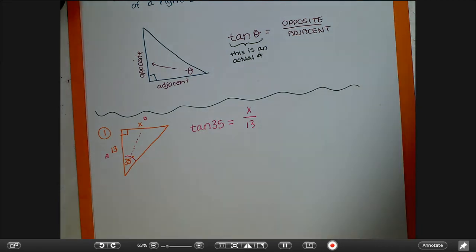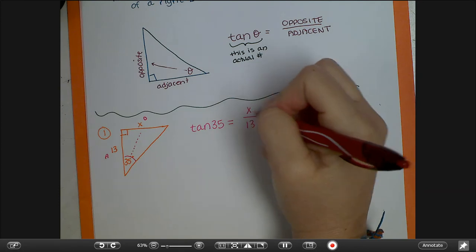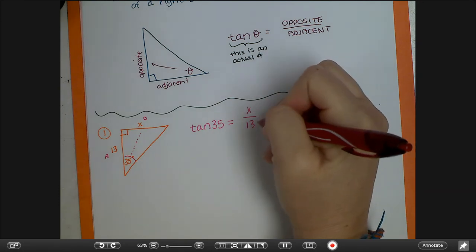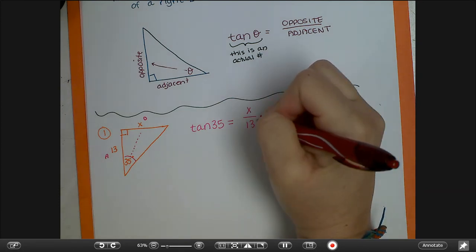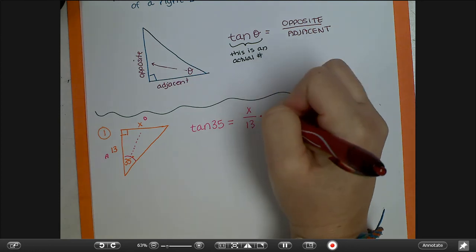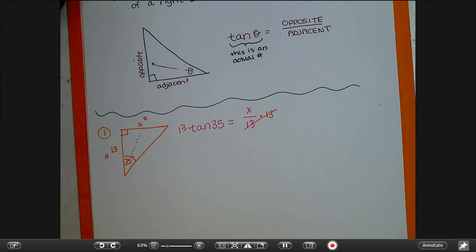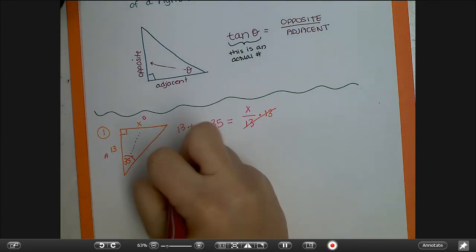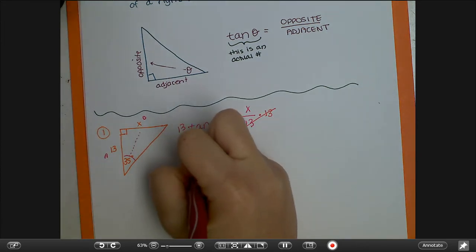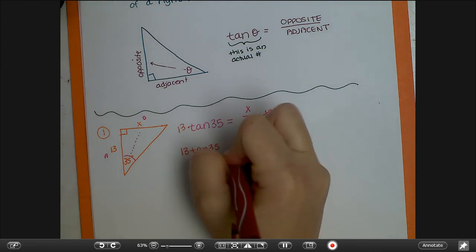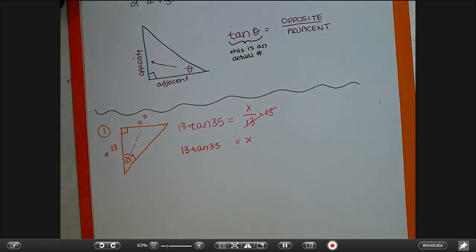Okay. And now in order to solve this, you simply treat it like any other equation. So x is here. We want to get rid of the 13 on the bottom to get the x alone. Since we were dividing by 13, we're going to do the opposite and multiply both sides by 13. So we have 13 times tangent 35 equals x.